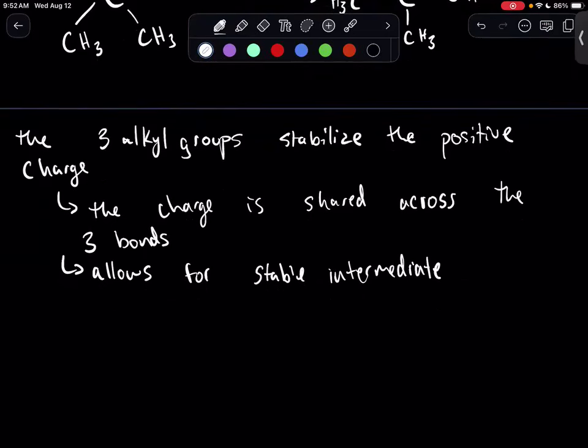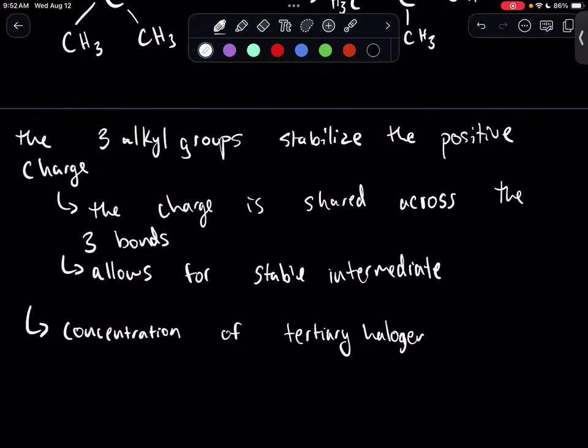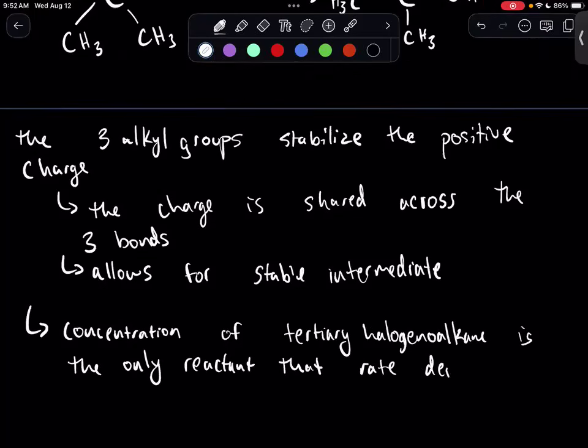Now, because of that, and because we can see that the concentration of tertiary halogenoalkane is the only reactant that the rate depends on, therefore we call it SN1, referring to the unimolecularity.